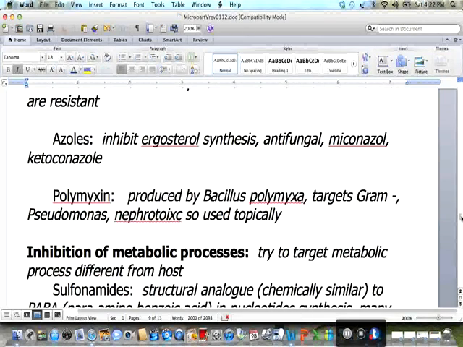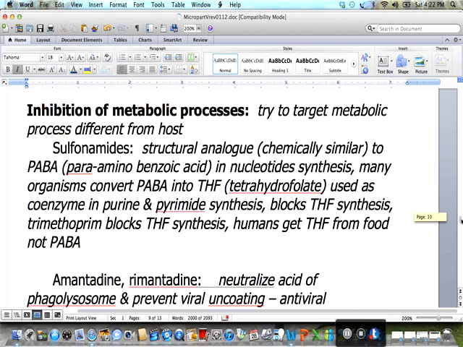The azoles inhibit ergosterol synthesis. This includes antifungals, miconazole, and ketoconazole. Polymyxin is produced by the Bacillus polymyxa. It targets gram-negative cells and Pseudomonas. Due to the nephrotoxicity, it is generally used topically.